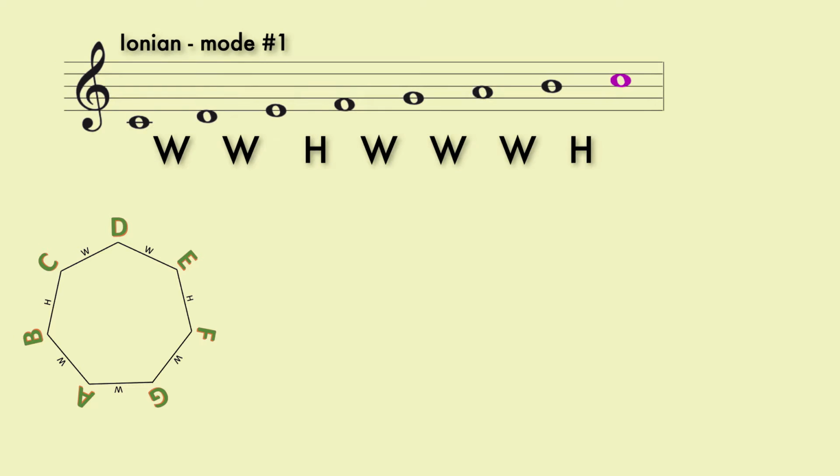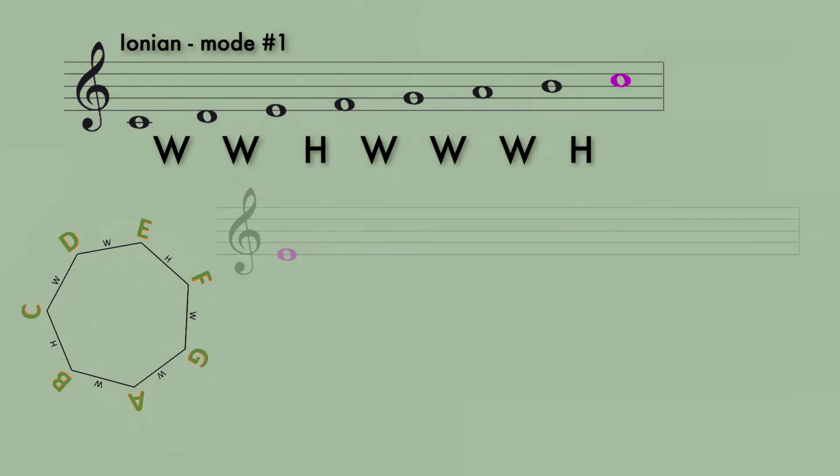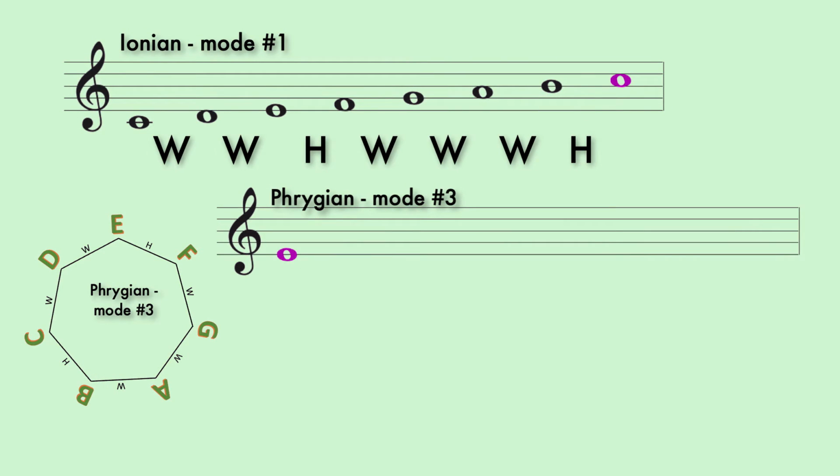The next rotation gives us the third mode, Phrygian. This is E Phrygian from E to E. Listen in particular to the half-step interval at the very beginning. This is what gives Phrygian its very special character.